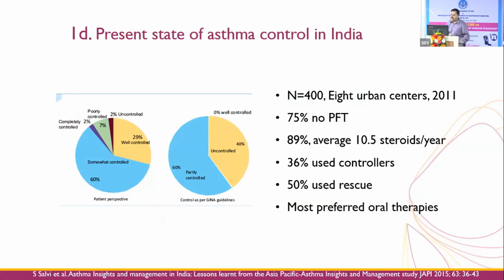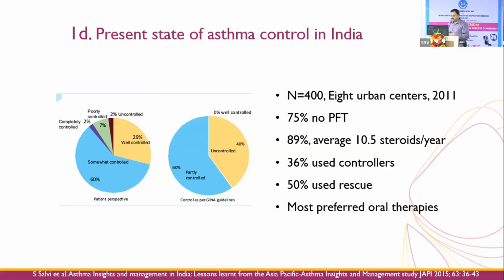Or 85% were on some oral steroids with average of around 10 bursts, sometimes even more, in a year. Less than 1 in 3 actually used controllers, and majority preferred rescue and oral rescue rather than this thing. So when they looked at what is the control, 0% were well controlled, and only 60% were partially controlled. This is the state of affairs in India.